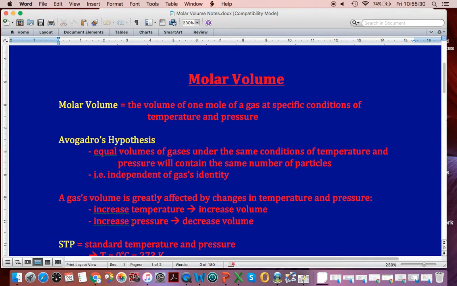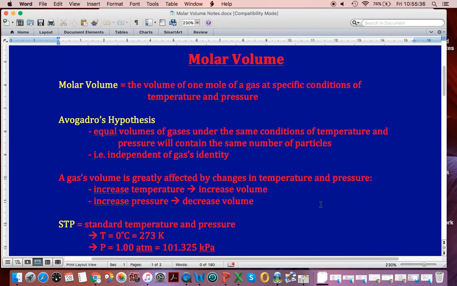We've talked about how a gas is affected by it. Increasing temperature increases the volume of gas. Increasing the pressure decreases the volume of gas. Now we have something called STP. In the old days of Chemistry 11, we used to do a chapter on gases. We typically don't have time for it. In Chemistry 12, we do a Reader's Digest version on gases.